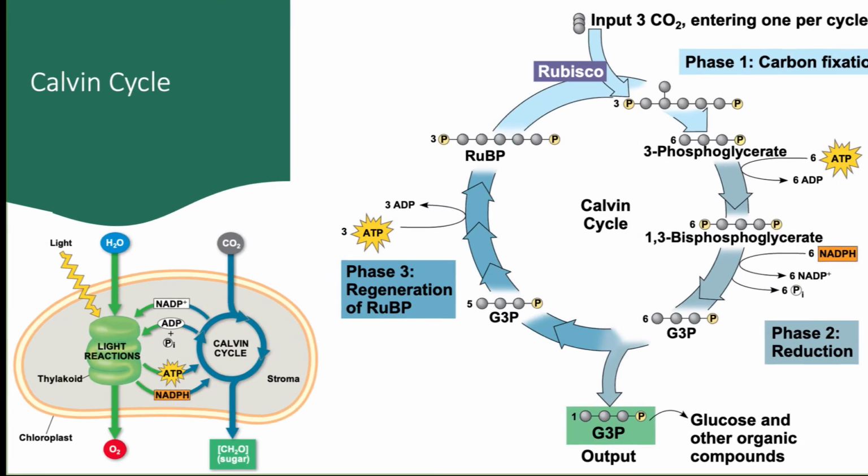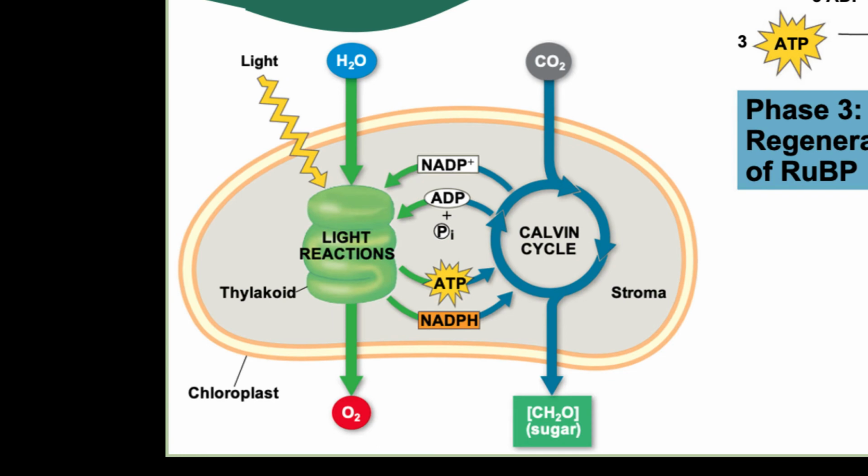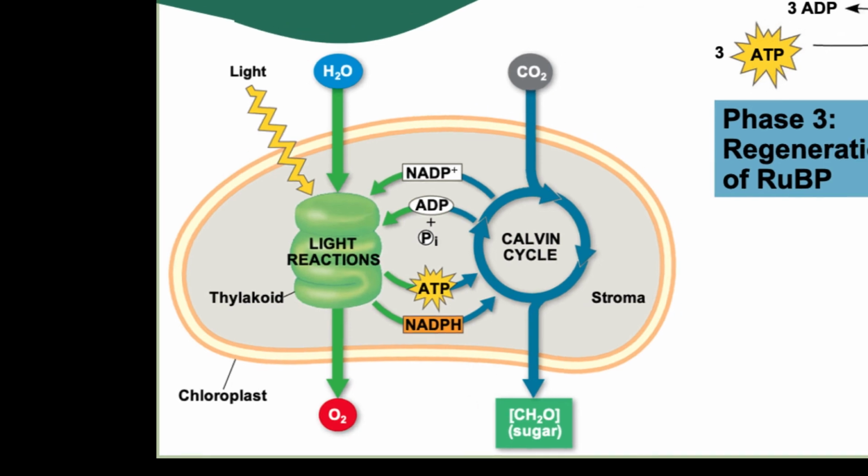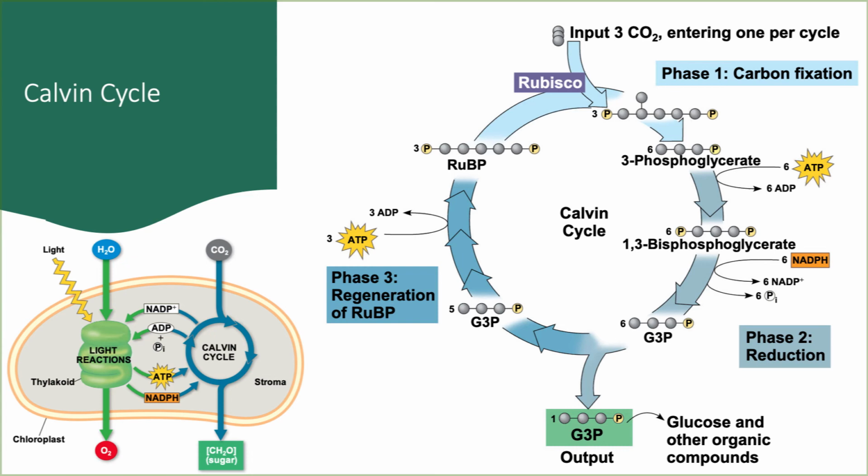So far, we've seen the light reactions and how water is oxidized into oxygen, and how ATP is produced through chemiosmosis and NADPH is produced at the end of the linear electron flow through photosystem 1. ATP and NADPH provide the energy required to fix carbon from carbon dioxide molecules into sugars, and this happens in the Calvin cycle in the stroma of the chloroplast. There are three phases to the Calvin cycle.